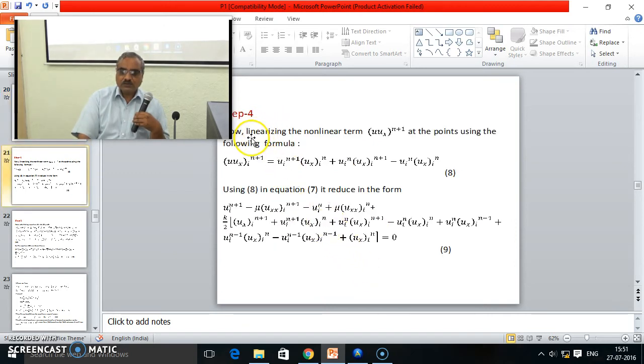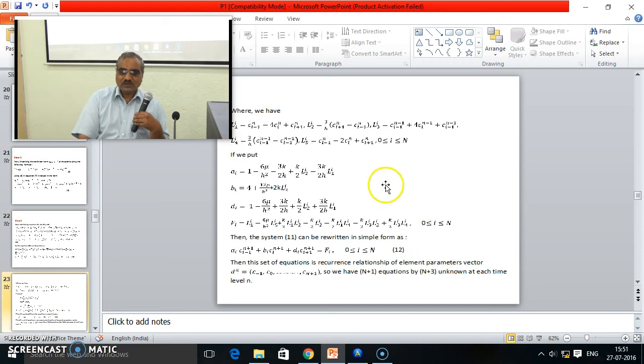Now linearizing the nonlinear term at the points using the following formula, which is given in equation 8. Then using 8 in equation 7, it takes the form of equation 9, where we have this equation, where A_i is given by this, B_i is given by this, D_i is given by this, and F_i is given by this. Then the system 11 can be written in symbolic form in this way.